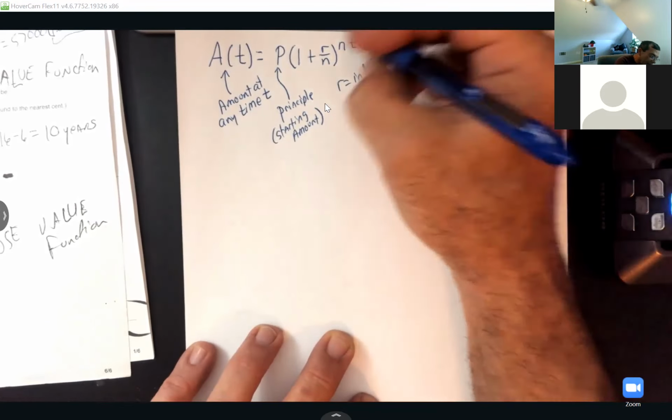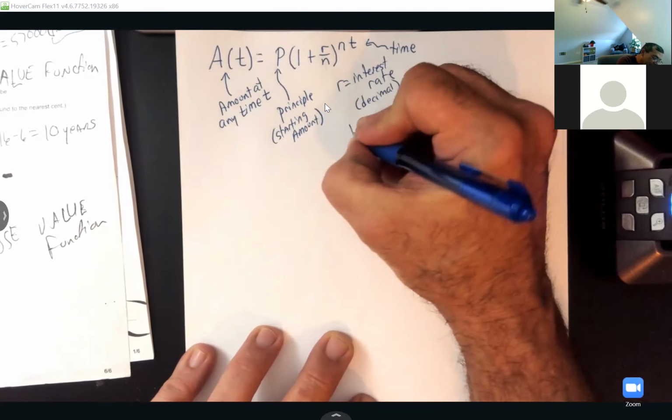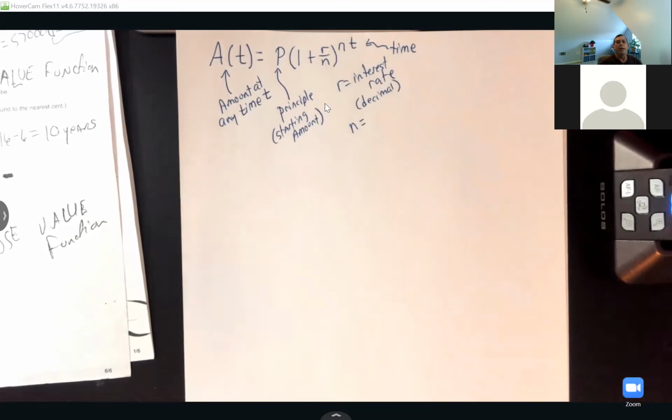So let's see, the only thing I got left is the little n. N represents the number of compounds in a year.